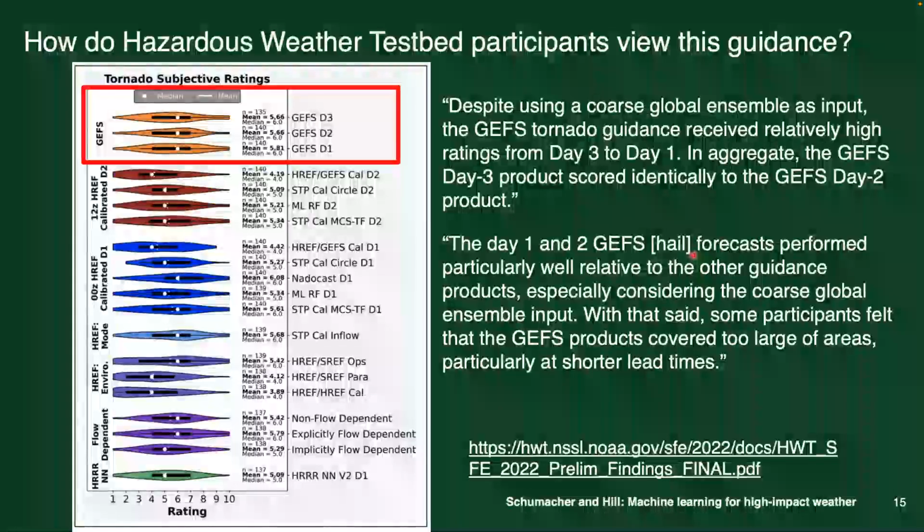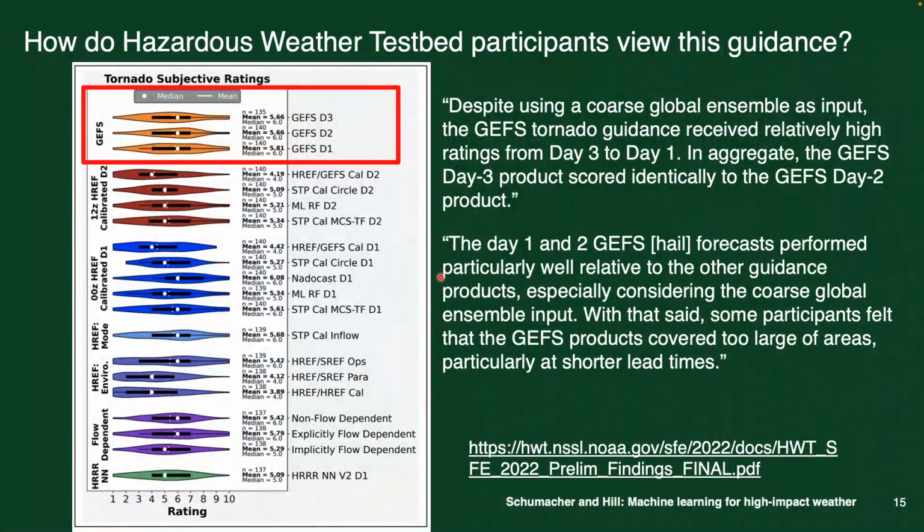Some of you may have seen these forecasts in the Hazardous Weather Testbed as well. In both the 2021 and 22 HWT Spring Forecasting Experiment, these were rated really highly by the participants. So just as an example, for tornadoes, it was the highest rated product generally in the 2022 experiment, except for NADOCast, which in 22 was rated higher. But still, you can see some of the comments here where the ratings were good. The ratings for hail were particularly good as well.